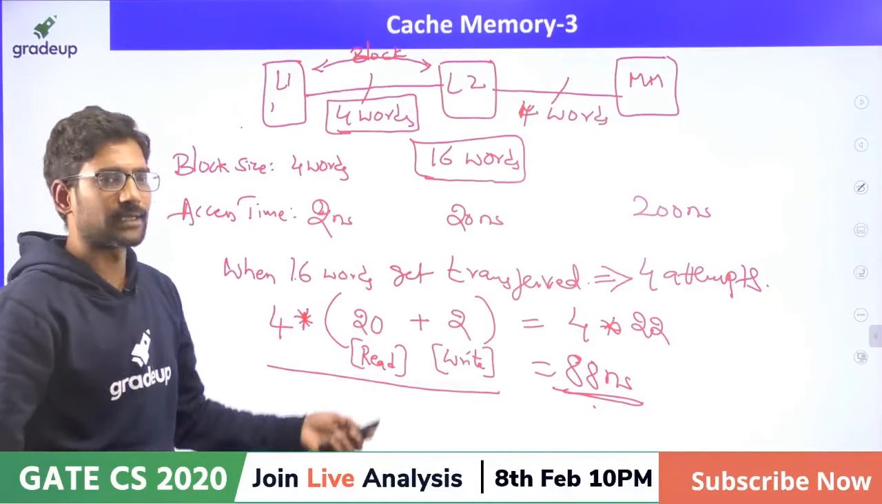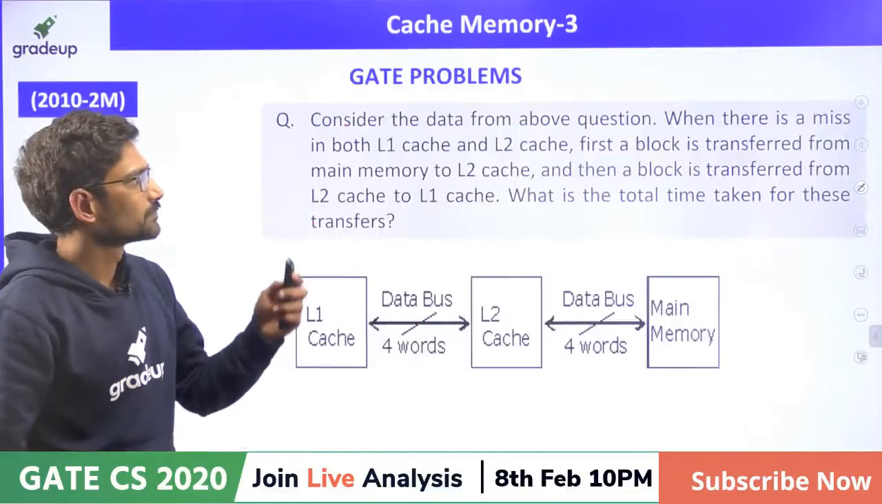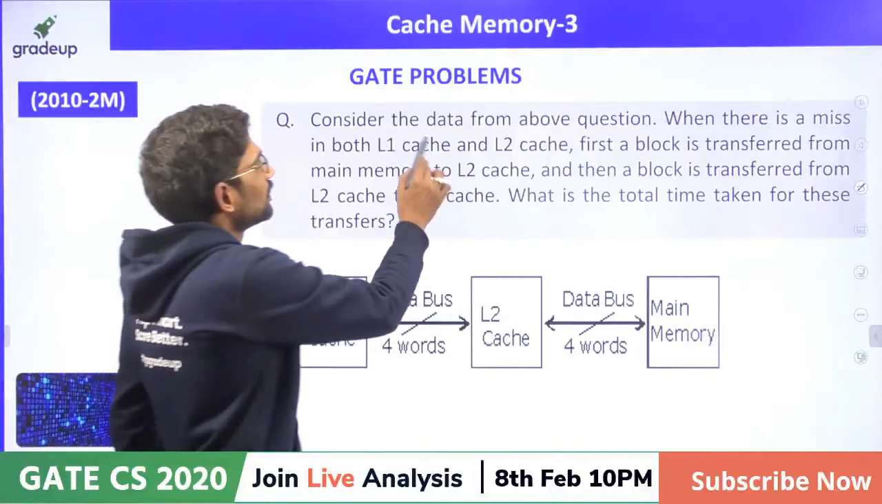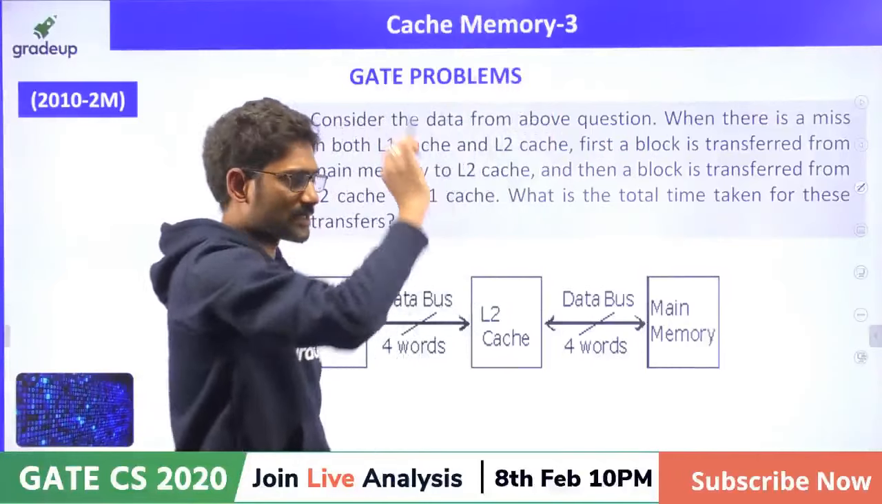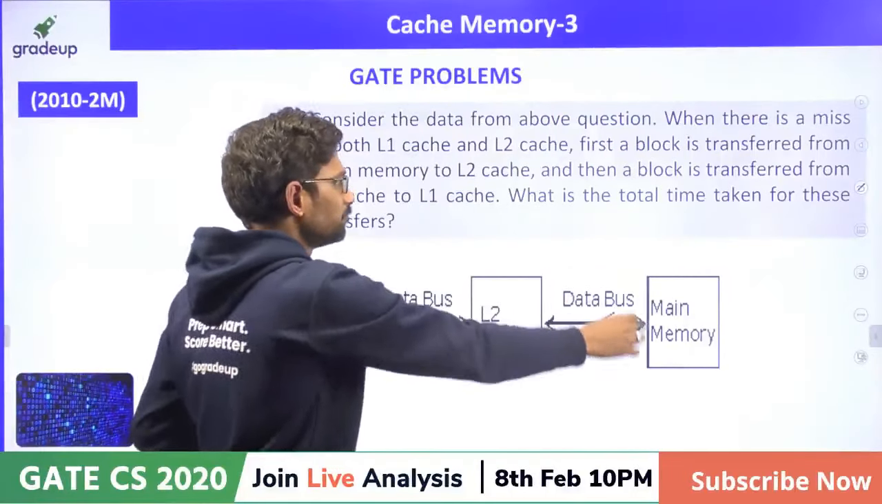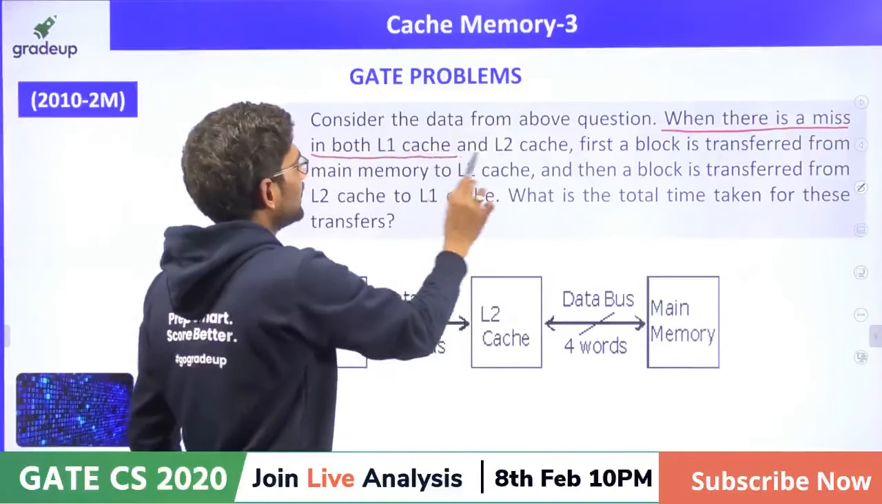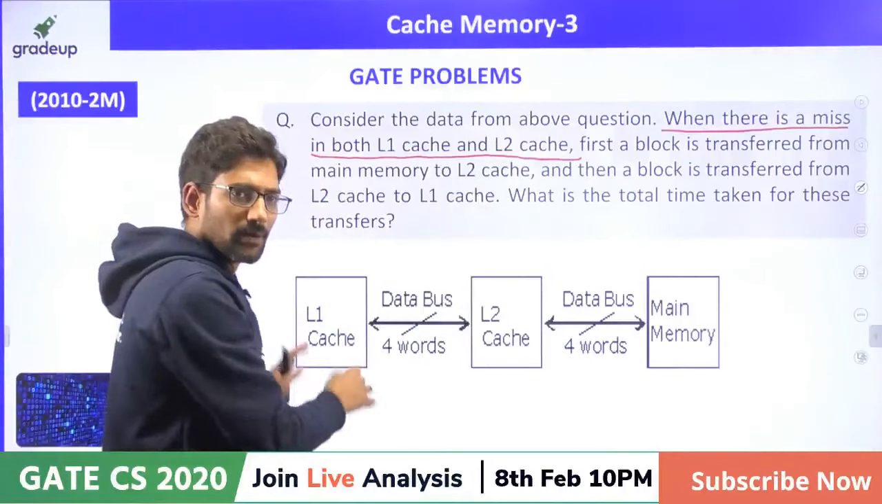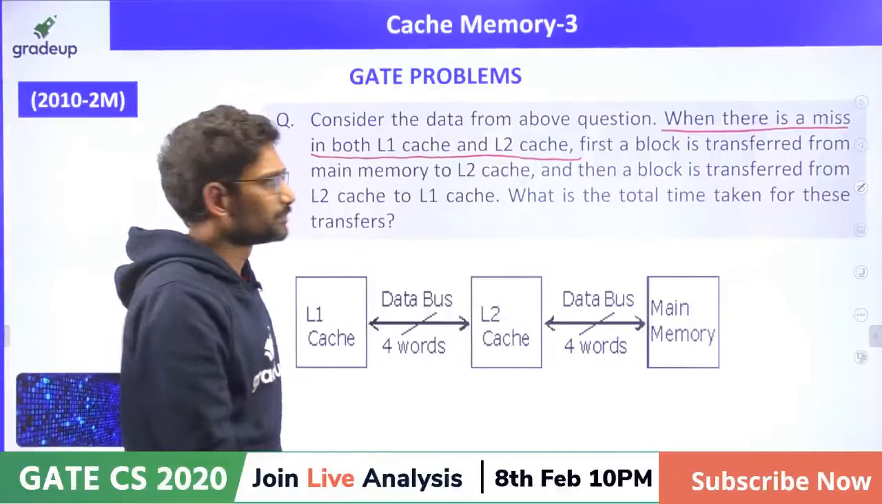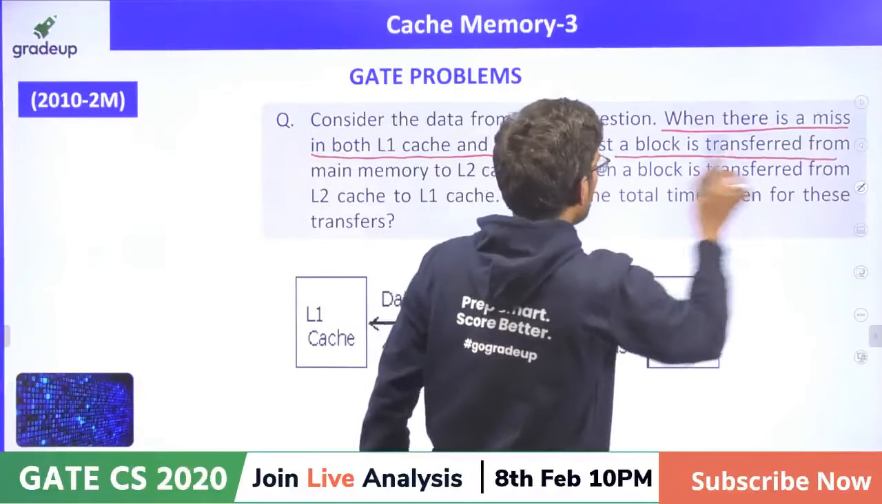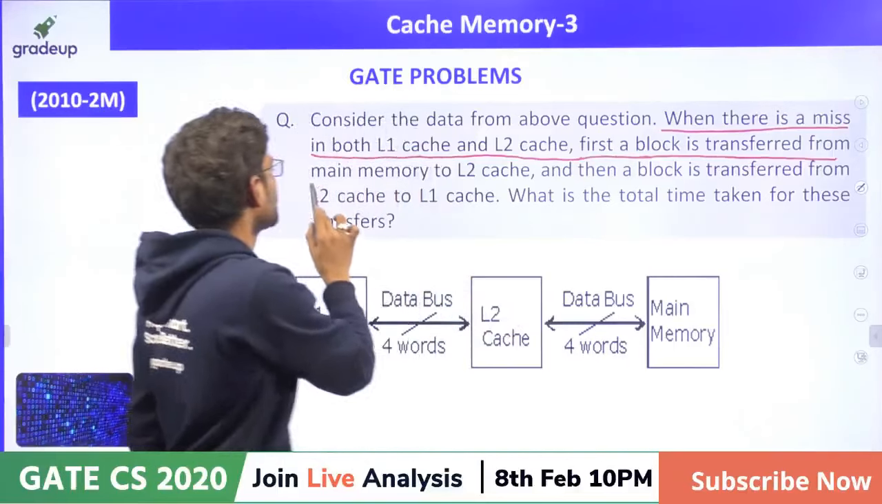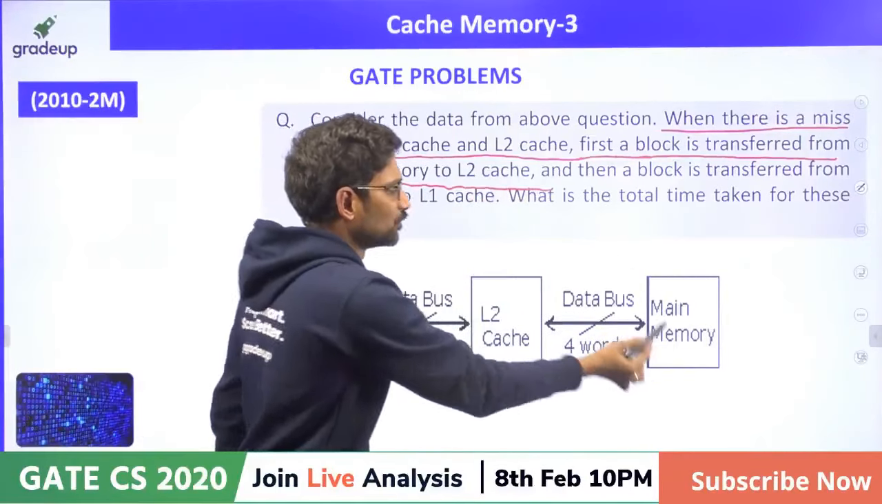And we have a connecting question to this. Consider the data from the above question. It means the same: when there is a miss in both L1 and L2, L1 miss, L2 also miss, first a block is transferred from main memory to L2.